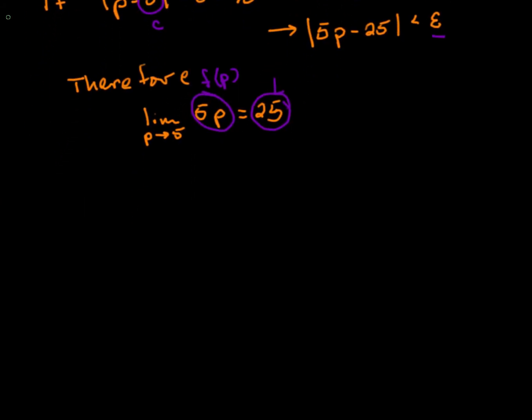Let's take a look at another example. Again, this should be familiar to you from the previous videos. Let's prove that the limit as x approaches 5 of x squared is equal to 25. We want to prove that.